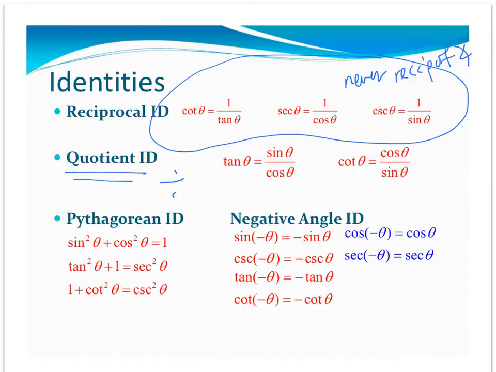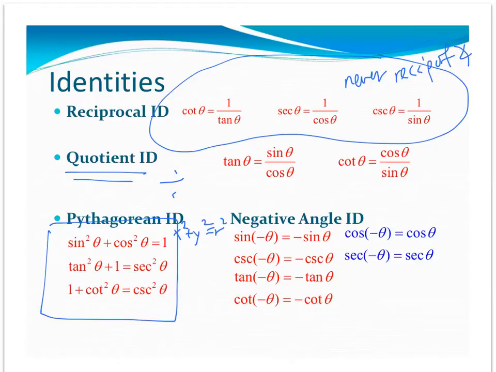Our Pythagorean identities are all derived from x squared plus y squared equals r squared. So if you forget them, you can start with that statement and first divide everything by x squared, then divide everything by y squared, then divide everything by r squared. So those are those identities.